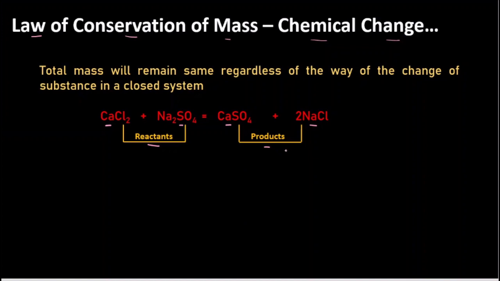Now let's check whether the law of conservation of mass holds good for this reaction or not. To check this part, we need to find out the molecular mass of all the reactants as well as all the products. Then we will add the masses of reactants to check whether it is exactly equal to the masses of the products or not. So let's start with the first one, calcium chloride.